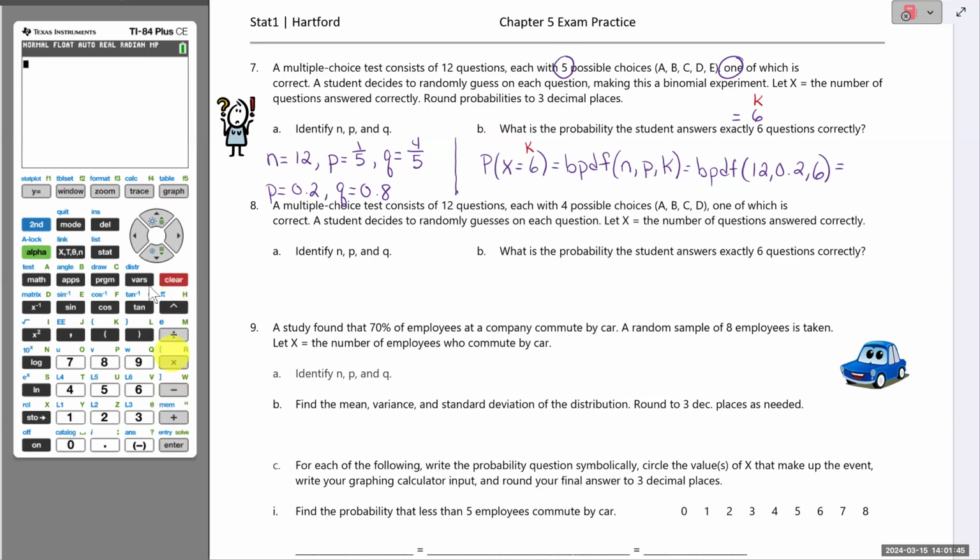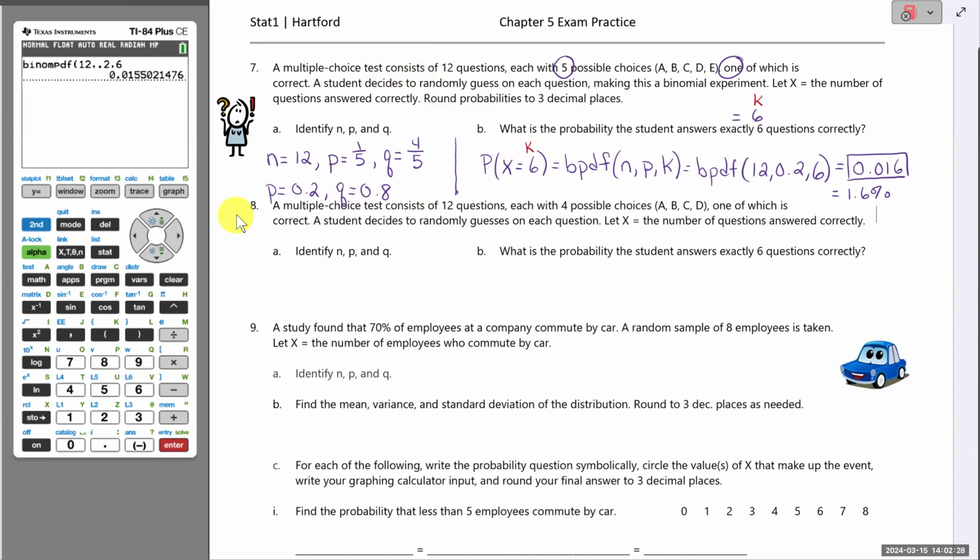All right, so I'm going to go to my distributions, and I'm just going to scroll to binomial PDF, and then 12, comma 0.2, comma 6. All right, and it says to round to 3 decimal places, so we'll do that. That should be 0.016. And we'll stay in decimal since those were the directions. But just to speak it, that's 1.6%. So there's a 1.6% chance they would answer 6 out of those 12 correctly.